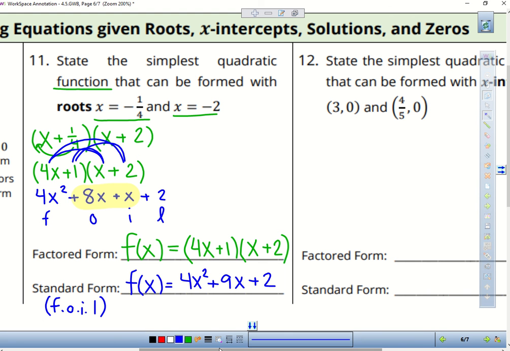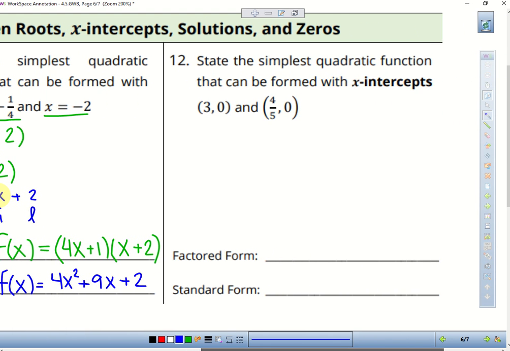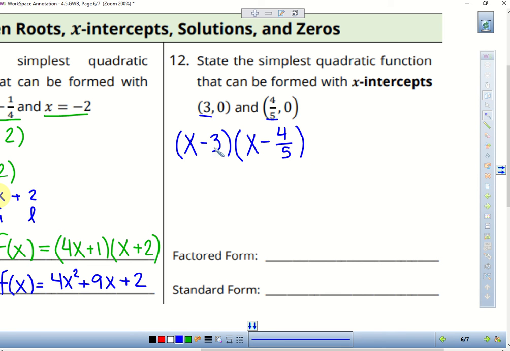Alright. Number 12. So it says, state the simplest quadratic that can be formed with these two x-intercepts. So it's the same idea. These are your x's. So it's going to be x minus 3, plus 3. It changes sign. We're going backwards. We're trying to go back to factored form. So if I set this equal to 0, it would give me a positive 3. Now what do I need to do with that denominator? Put it in the front. So this is my factored form.